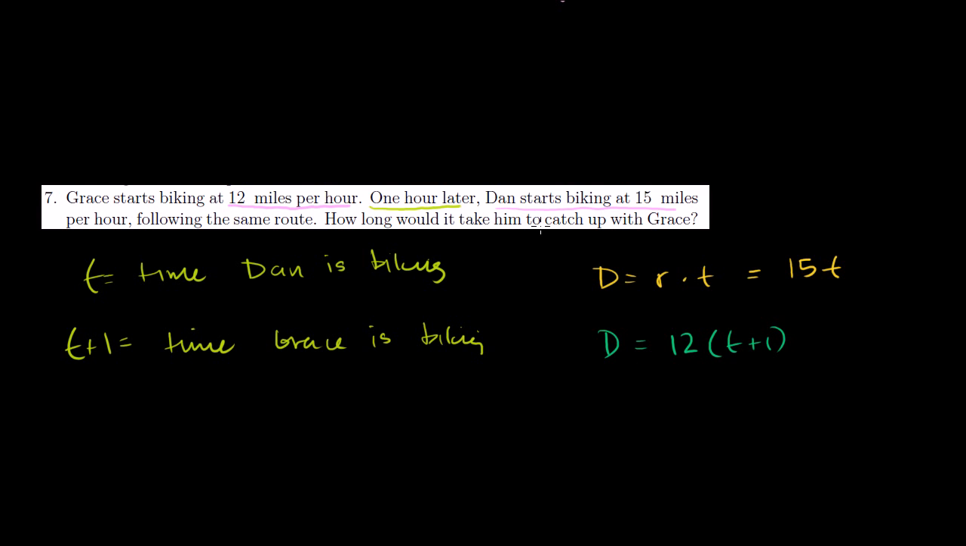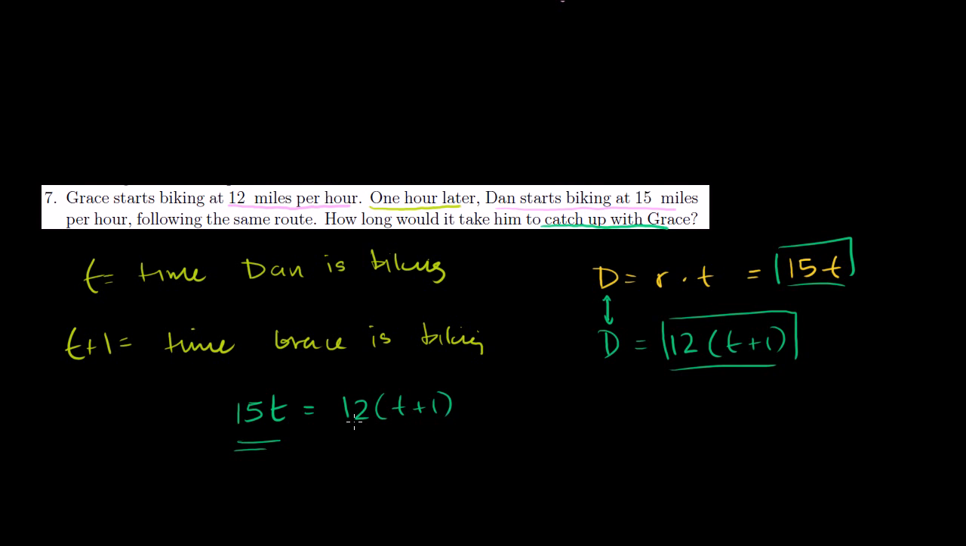And the point at which they catch up, that's the point at which these two things are going to be equal. Dan's distance is going to be equal to Grace's distance. So we just have to set these two equal to each other. So you get 15t is going to be equal to, that is how far Dan has been riding his bike, 12 times t plus 1. That is how far Grace has ridden her bike. And remember, her time is always going to be 1 hour more than Dan's. So let's just solve for time.